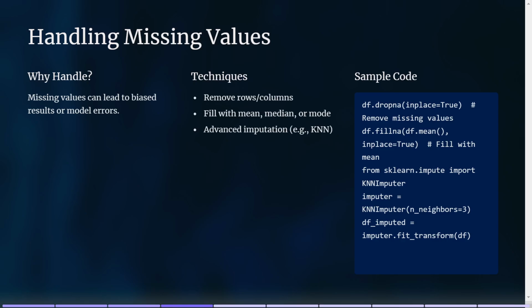Missing values are a common issue in data and can significantly affect the quality of our analysis. Think of it like missing information in a financial report. It can lead to incorrect conclusions. We can address this by removing the problematic data, filling in the gaps with averages, or using more advanced techniques like predictive imputation. This ensures that our models are trained on complete and consistent data.